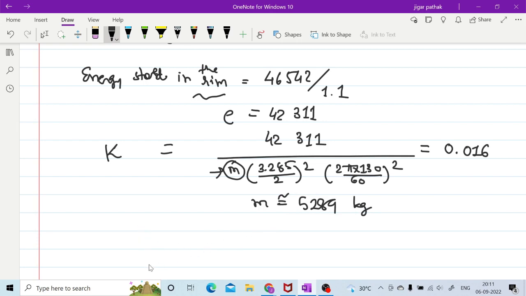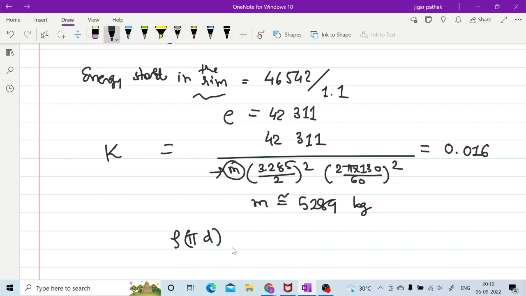Okay. So once you are done with this, then you have to calculate the dimensions. 1.11 is what factor? Why do you divide 46,542 by 1.1? Because it is mentioned in your problem statement that the total energy is 1.1 times the energy stored in the rim. That is why I have divided whatever energy we have calculated by 1.1, because we are calculating rim dimensions.